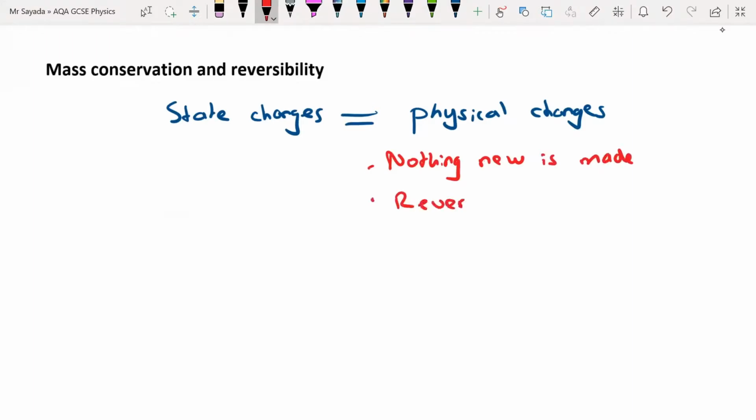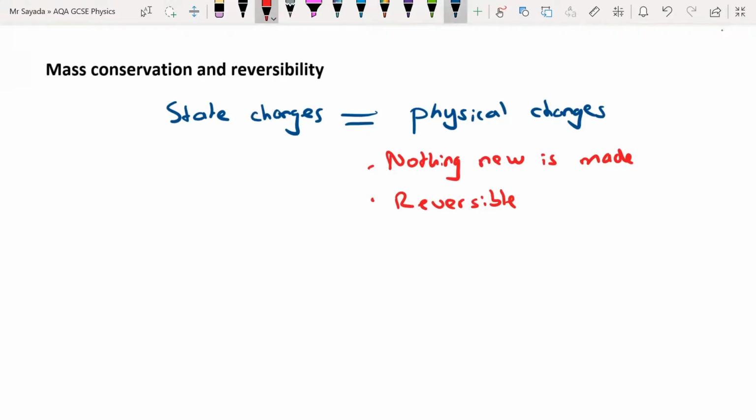Meaning, if we have ice, which is a solid, and we melt it to make water, we can then cool down the water to turn it back into ice. If we have chocolate, which is a solid, and we melt it to make a liquid, we can then cool down the liquid chocolate to make it into a solid again. State changes are reversible. If you turn a liquid into a gas, you can turn the gas back into a liquid. That's not the same as a chemical change. In a chemical change, something new is made, and often chemical changes are not reversible. You can't get back what you started with.